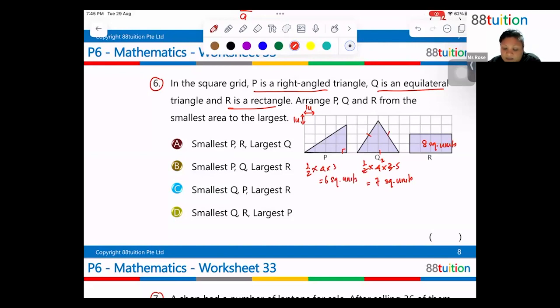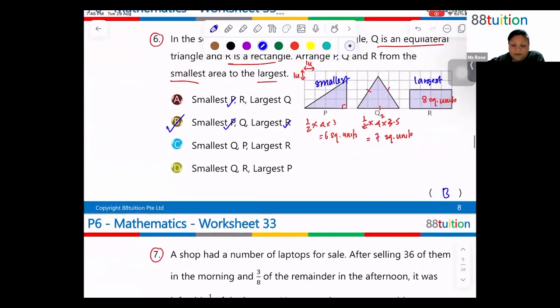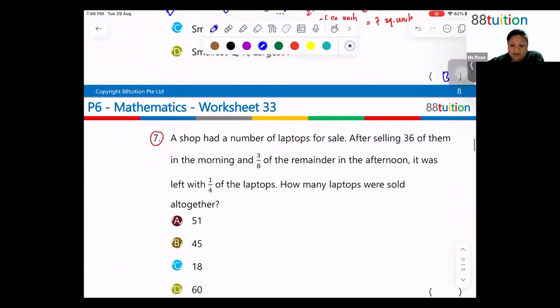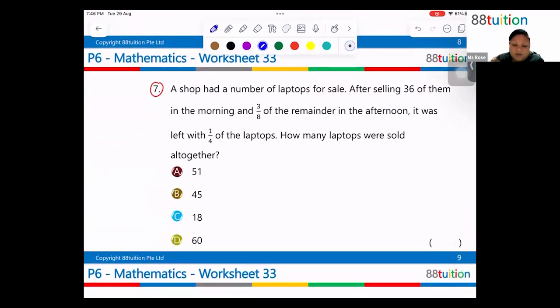Okay, so from here, if I have to arrange from the smallest to the largest, so which one is the smallest? This is your smallest. And this is your largest. Okay, so that's P, Q, and R is the largest. So number 6 is B. Okay. Now, question 7. So a shop had a number of laptops for sale.